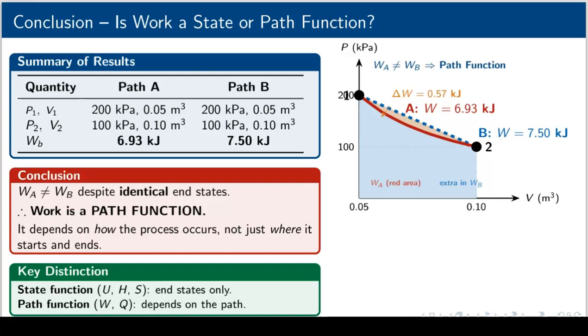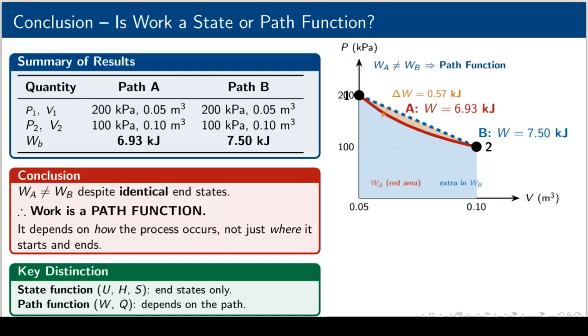Now here is the summary table. P1 V1 is 200 kilopascal, 0.05 meter cube. For path B, both states P1 V1 and P2 V2 are given, and W, which means work done, is 6.93 kilojoule for path A and 7.50 kilojoule for path B. So the difference, del W, is 0.57 kilojoule.